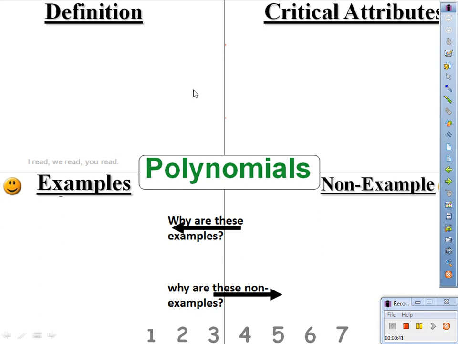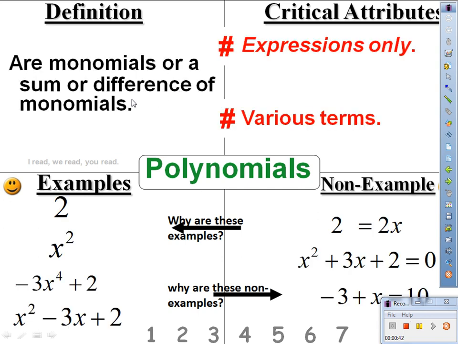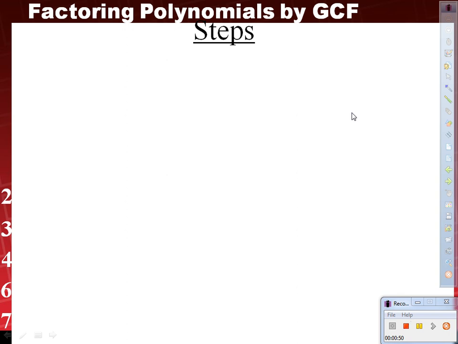Let's see. Definition: monomials, or sum or difference of monomials. Yes. Example, non-example, one hashtag. Yes, I think you. All right, good. Underneath that, I want you to write steps.